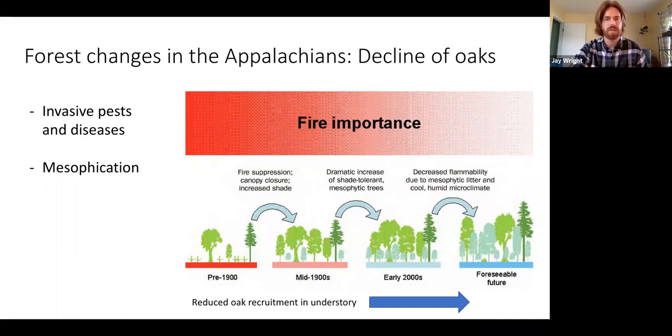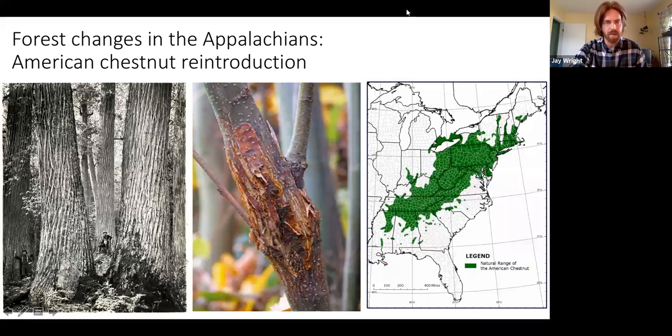So the other process of forest change has actually not occurred yet. It's an imminent potential change, the reintroduction of American chestnut. So just a little brief history on American chestnut. It was once a canopy dominant species throughout the Appalachians. On the figure on the right, you can see the natural range of the American chestnut pretty much follows the Appalachians. And it was a really important species for wildlife, but also for humans.